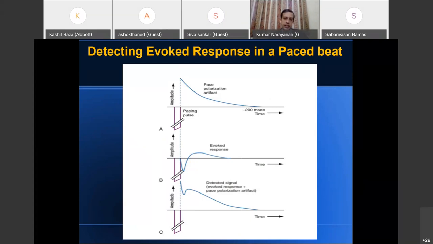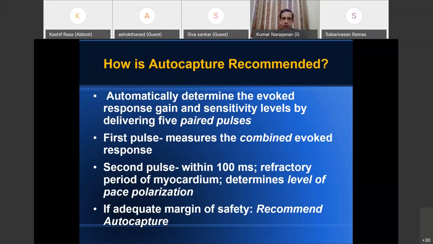A step is for the pacemaker to be able to decide that it is able to discern sufficiently the signal to confidently recommend autocapture. Which is why if you look at any autocapture algorithm, there will be a step first where it asks you to run the autocapture program, and then it gives you a message saying whether autocapture is recommended or not. So how does it do that? It basically determines the evoked response gain and sensitivity levels by delivering 5 paired pulses.